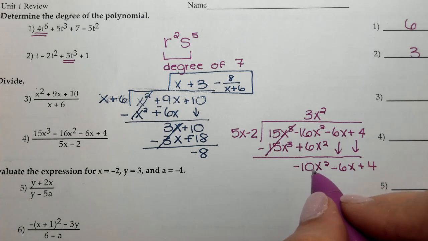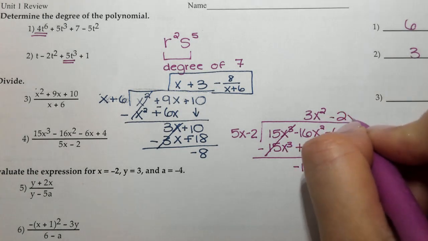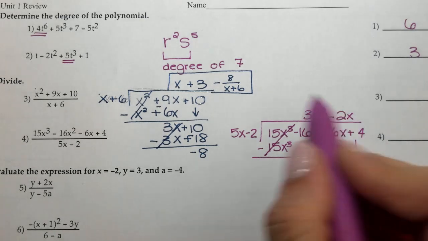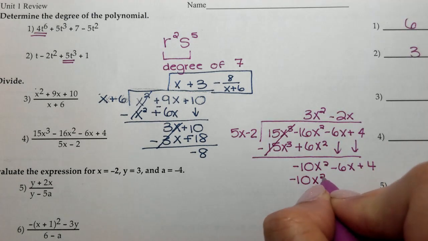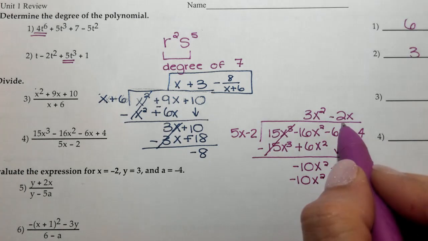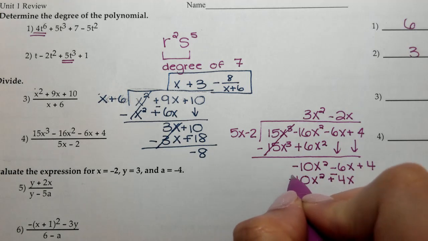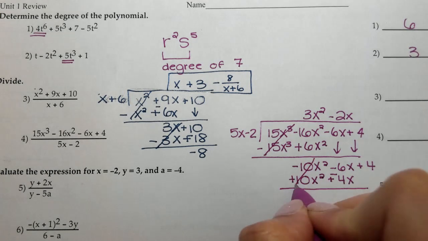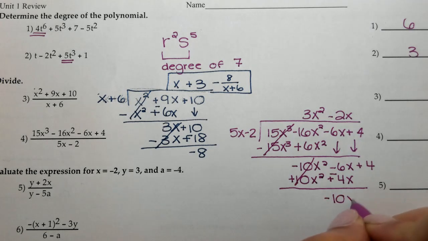Then we're going to take negative 10x squared divided by 5x, which is a minus 2x. Distribute this minus 2x back in, which gives you a negative 10x squared plus 4x. Negative 2 times negative 2. Change both of your signs, so that becomes a negative. This becomes a positive. Negative 6 minus 4 is a negative 10x. Bring down the plus 4.